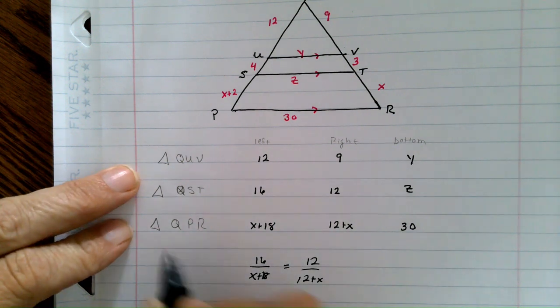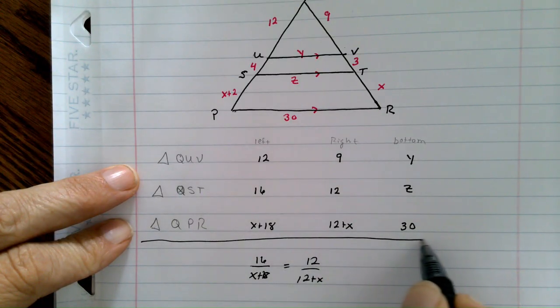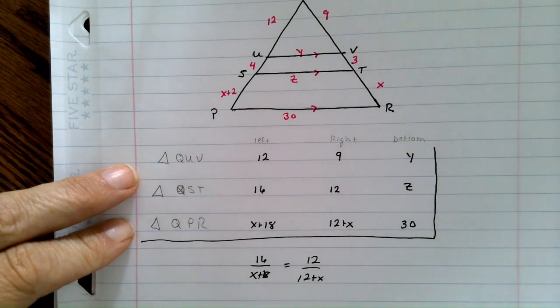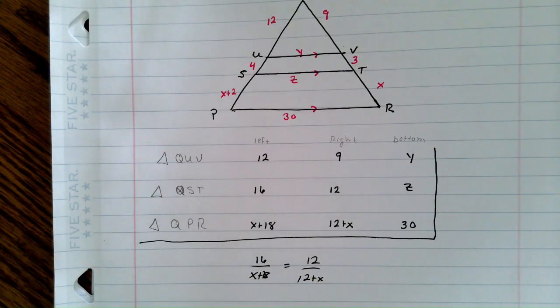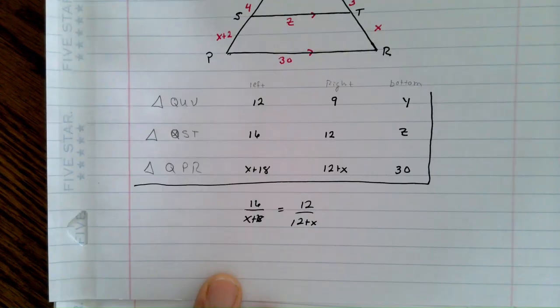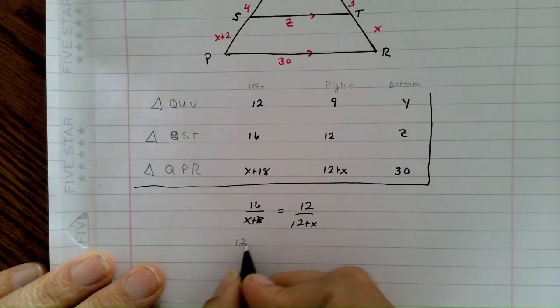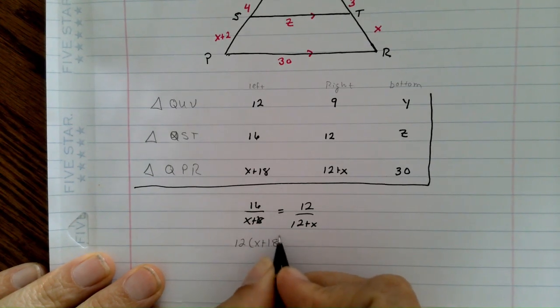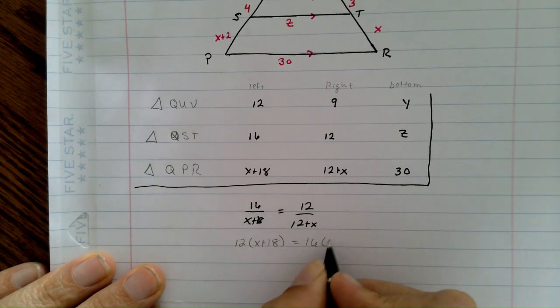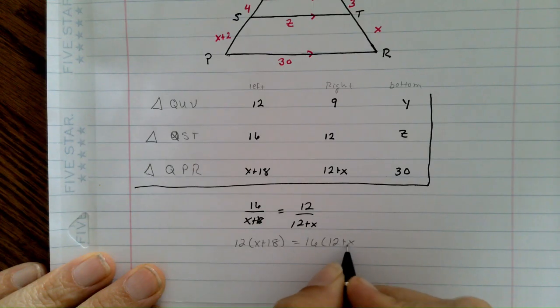It's a nice thing about making this little chart, it really helps us out. Okay? So even though I messed up, I almost wrote just an 8 instead of an 18. So what are we going to do first? We're going to pop in those cross products, right? 12 times x plus 18 equals 16 times 12 plus x.